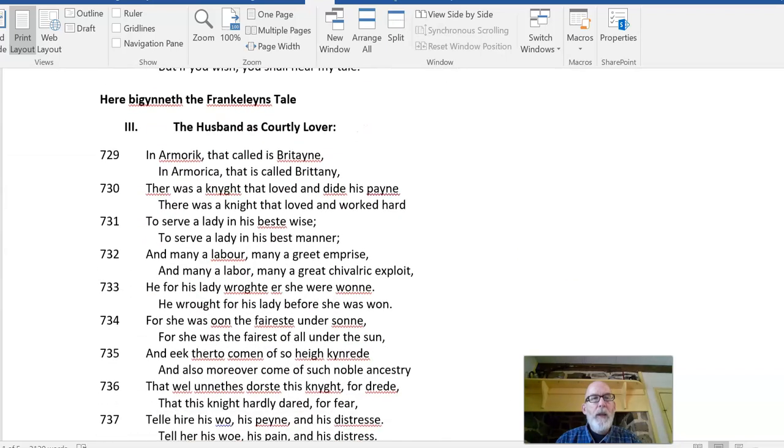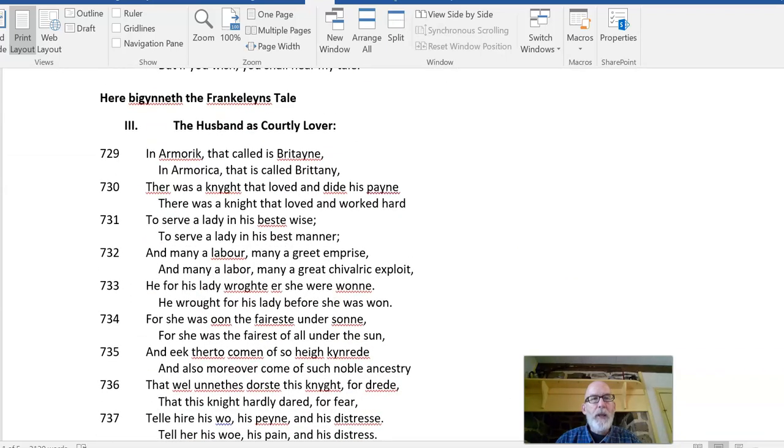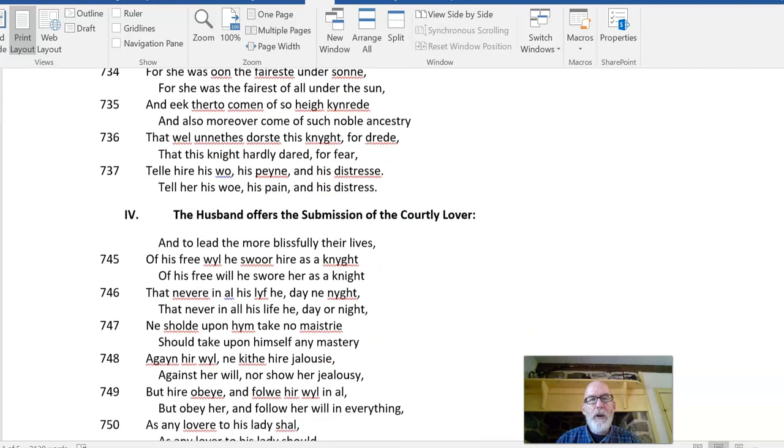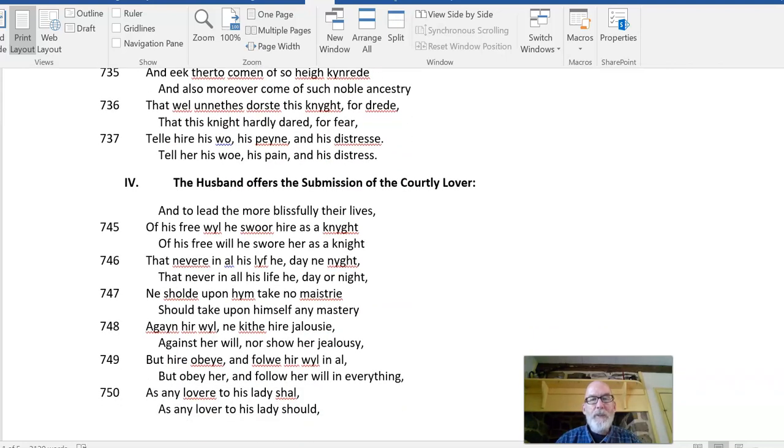Then the third passage here, beginning at line 729, is significant because it identifies the husband here as a courtly lover, which married love and romantic courtly love are two different things in the romance. And so it's very interesting that the husband is identified as a courtly lover here. And it actually brings up one of the key conflicts of the tale, because in the fourth passage here, the husband offers the submission of a courtly lover.